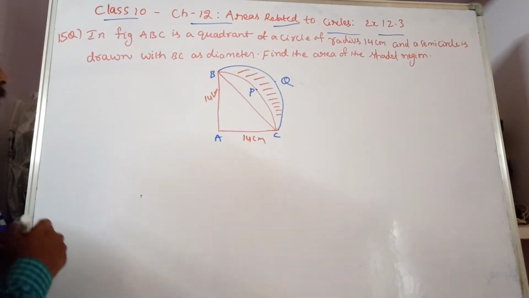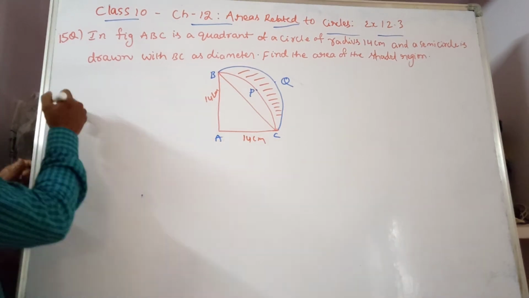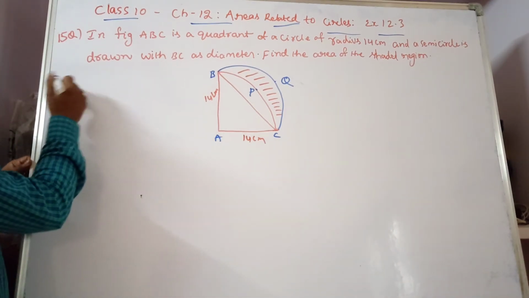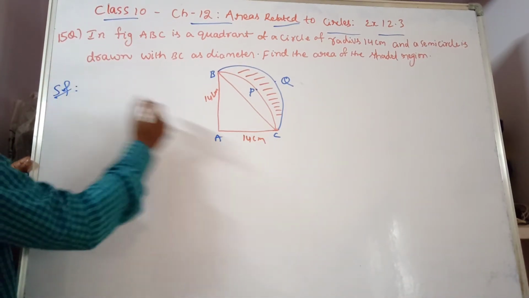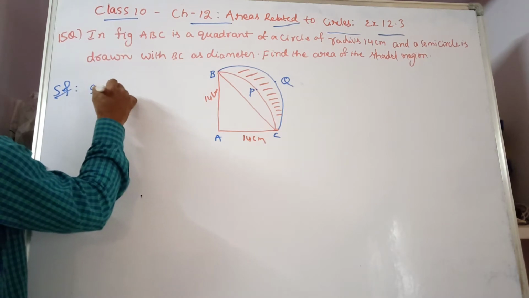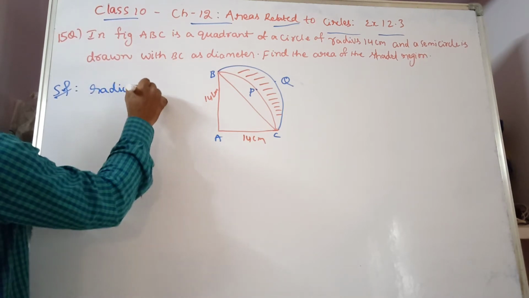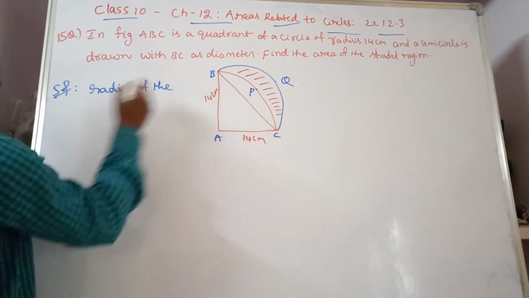Look at this carefully. So in the triangle, area of the quadrant. Observe it carefully. Solution. Radius of the quadrant.